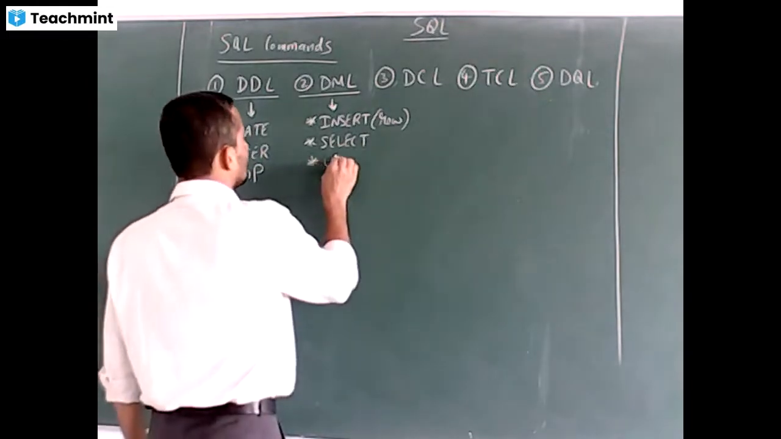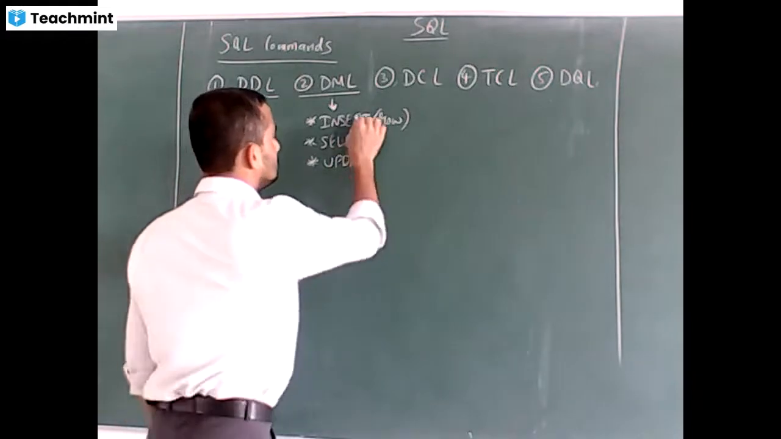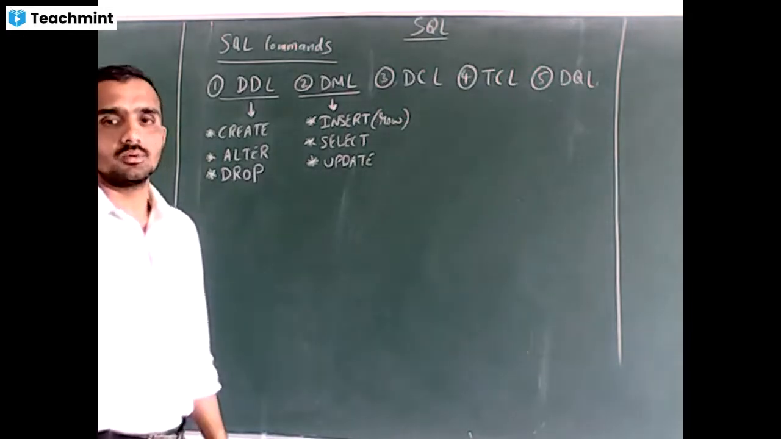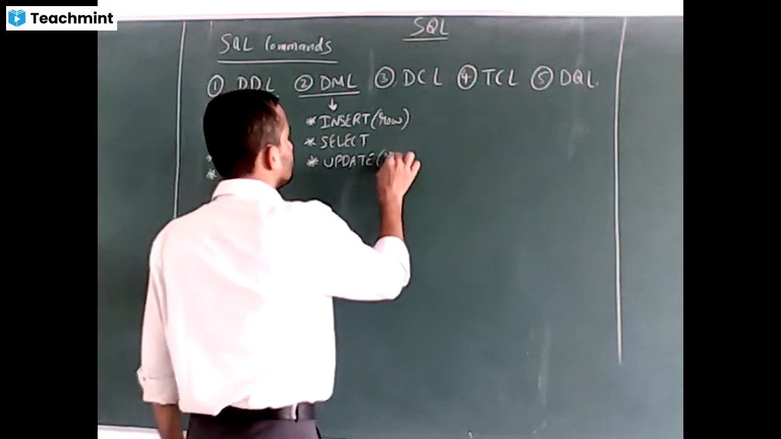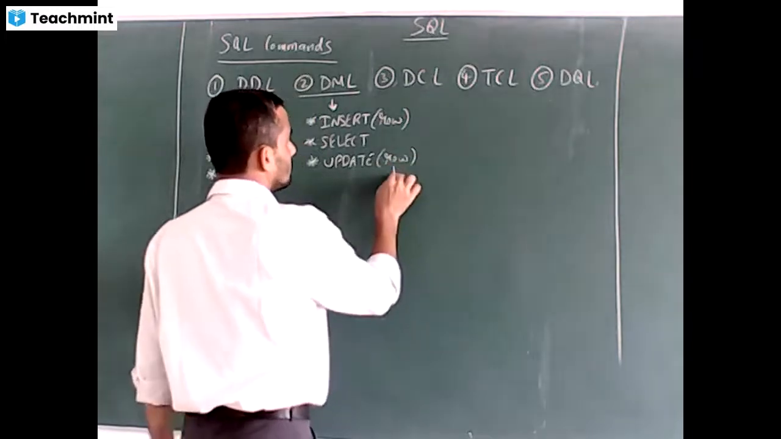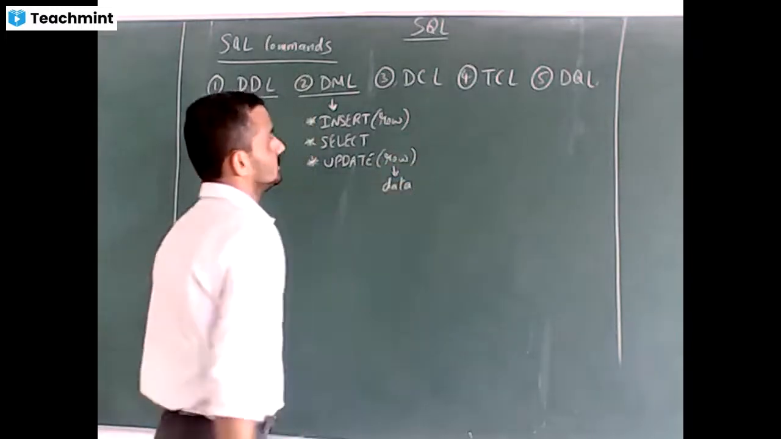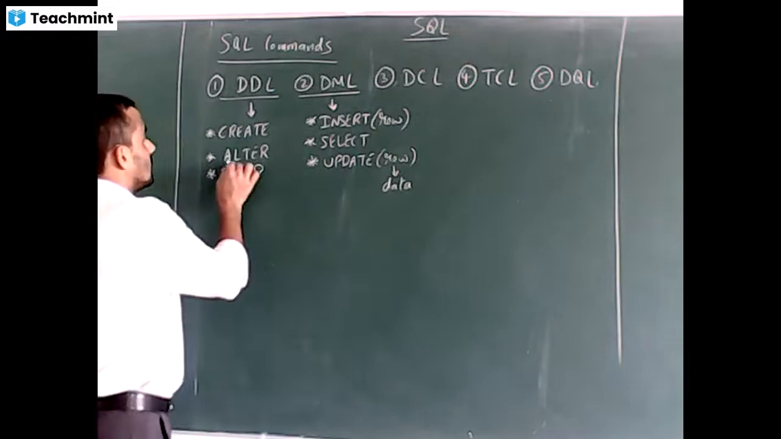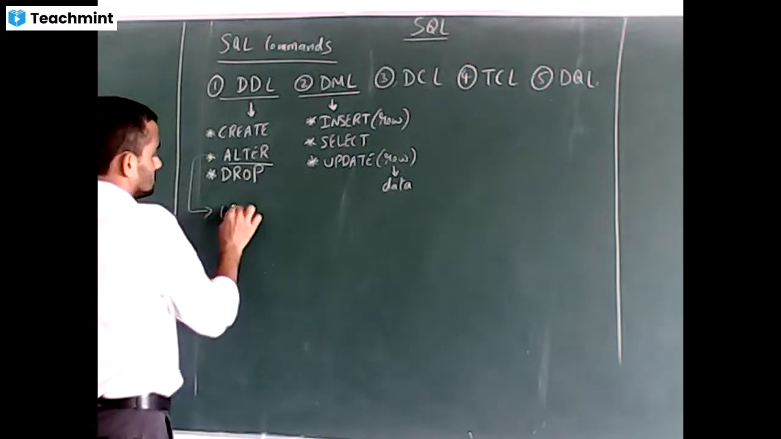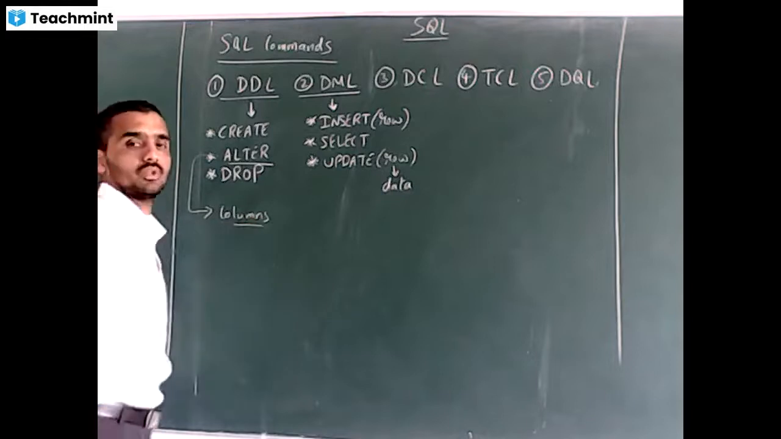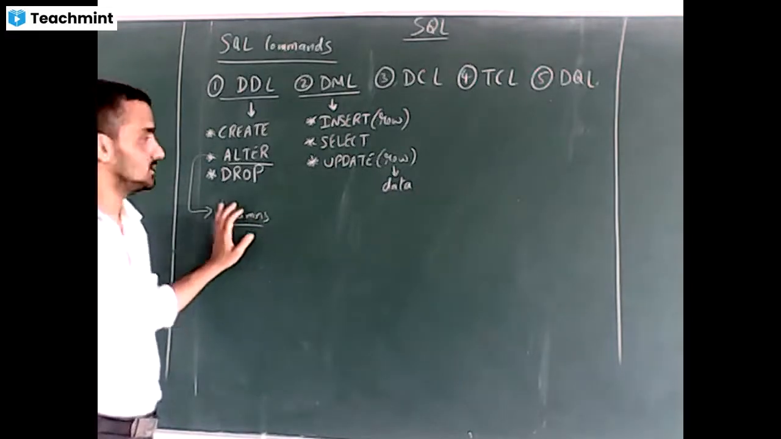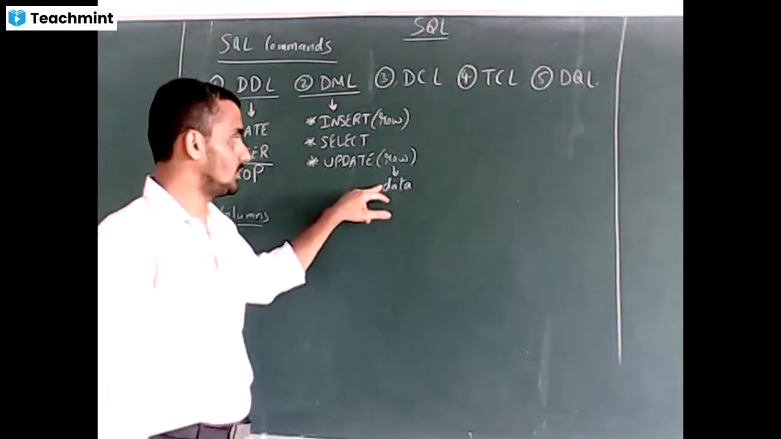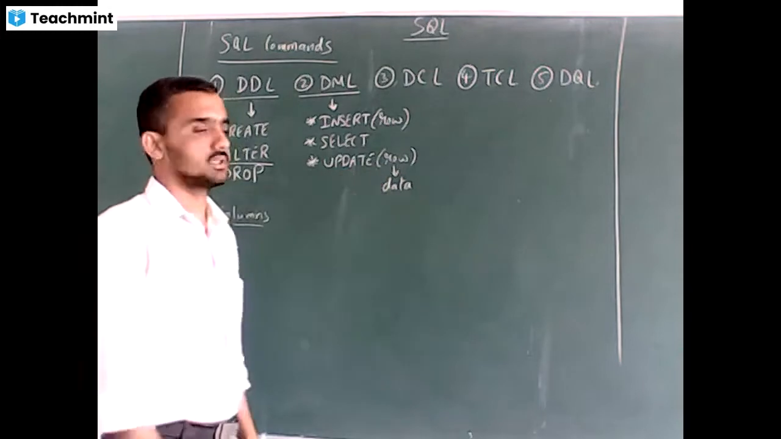Next, update command. Insert, select, update are all keywords. Update command is used to update the row, to modify the row. When you add the row, you are adding the data. When you modify the row, you are modifying the data. By using alter command, we modify the columns, not the rows. If you are modifying the columns, you are not touching the data. Either you add new data, update existing data, or delete it.